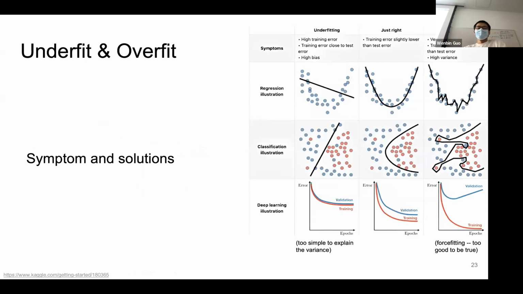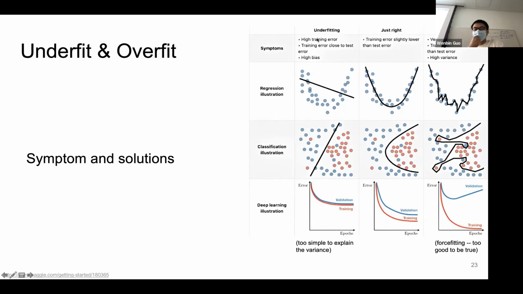We have seen this pattern, the symptoms of overfitting or underfitting, before. For classification, the underfitting model doesn't separate the classes well, and the overfitting model has very complicated decision boundaries, which are more likely to be influenced by random noise. Just right means we reach a good point with no misclassification error, and it can generalize well.